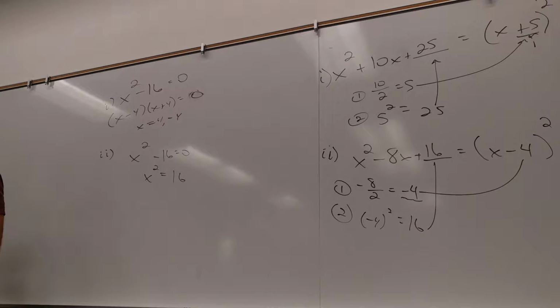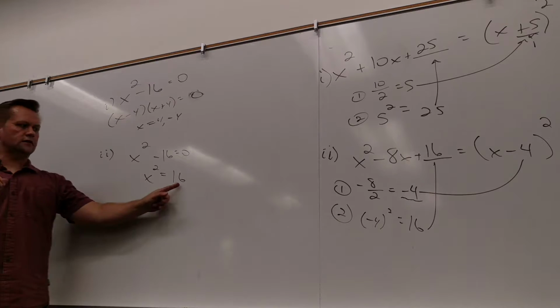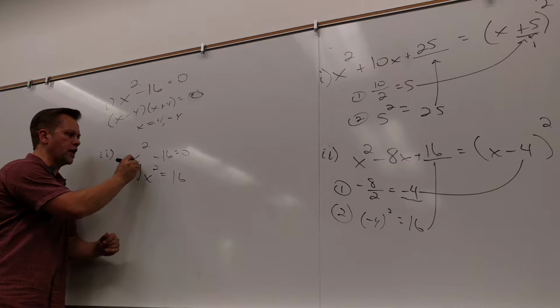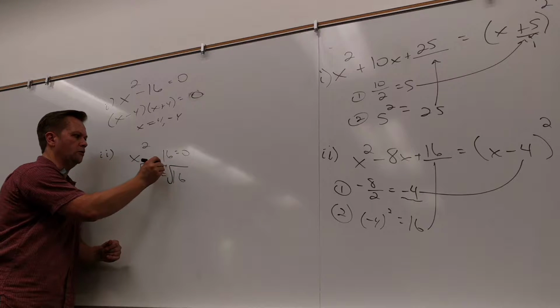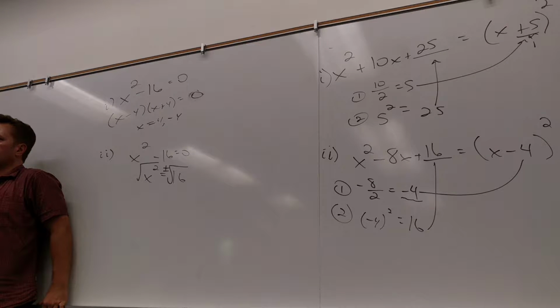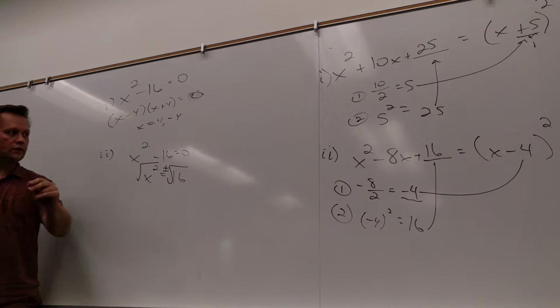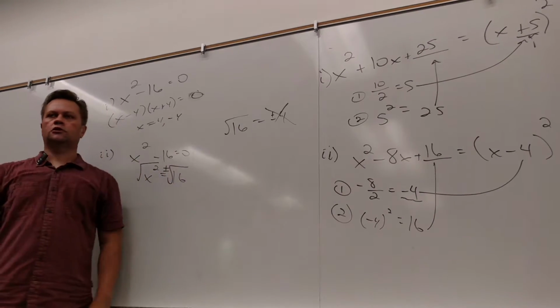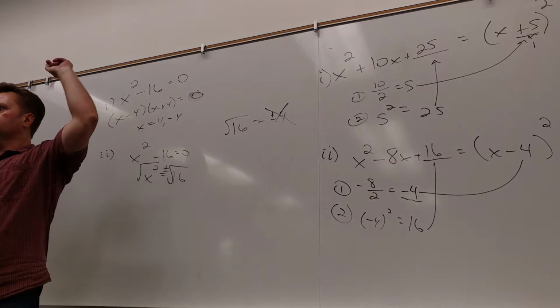How many answers should there be? 2. How many roots of 16 are there? 2. There's a positive one and a negative one. So if you're taking the square root, you better put a plus or minus there, because you've got to get both answers. That's different from this. Don't tell me that this equals plus or minus 4. That's wrong.